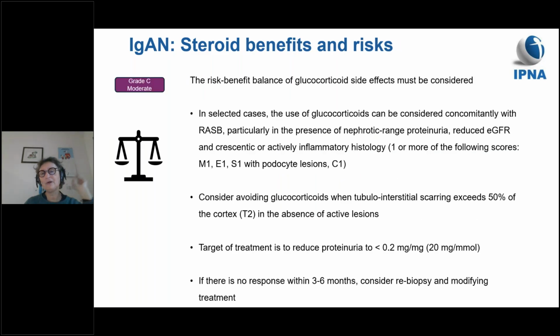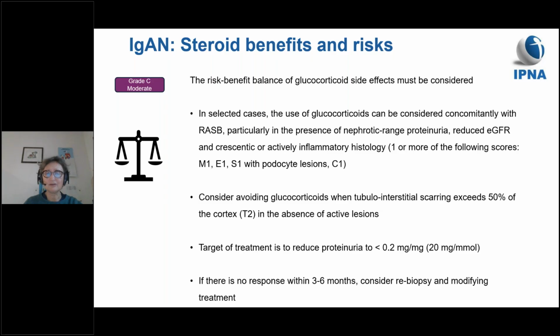We also put a long paragraph where we talked about the risk-benefit balance of glucocorticoid side effects. We said that in selected cases, the use of glucocorticoids can be considered concomitantly with RAS blockade, particularly either in the presence of nephrotic range proteinuria or in the presence of reduced eGFR and crescentic or actively inflammatory histology.